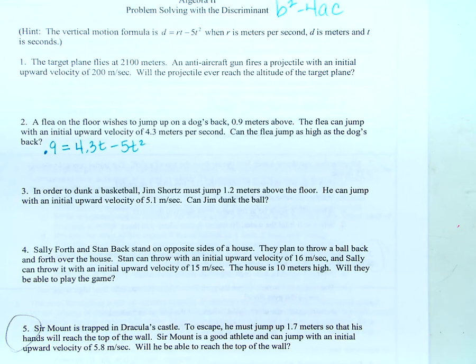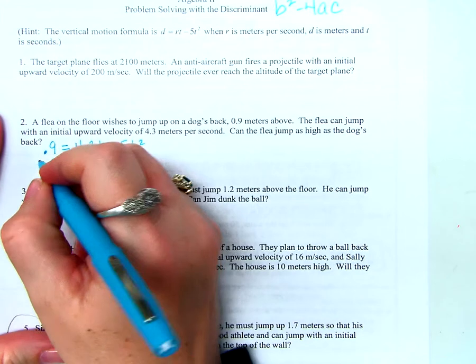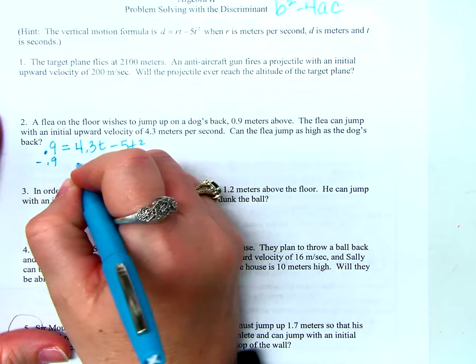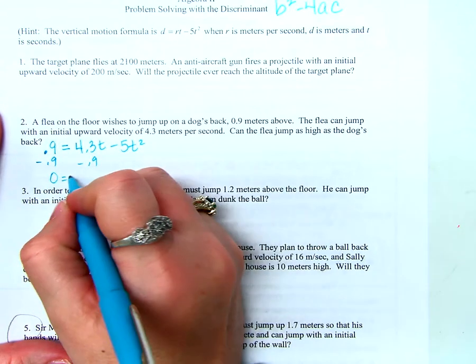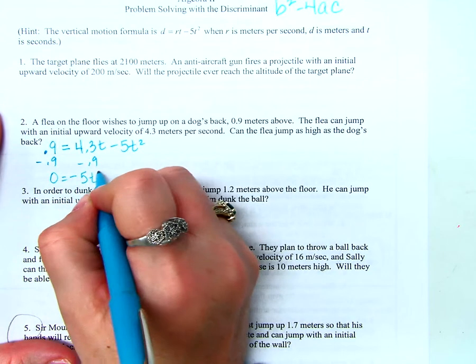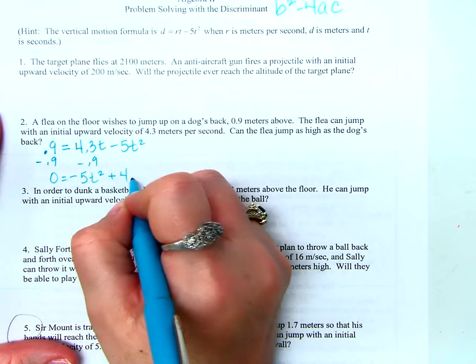What do I do? Get it equal to 0. I want to get it equal to 0. So let's subtract 0.9. 0 equals, do you mind if I put it in standard form while we're here?